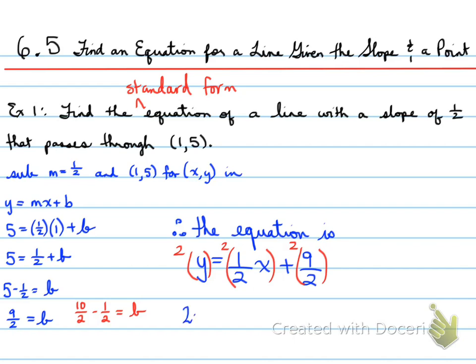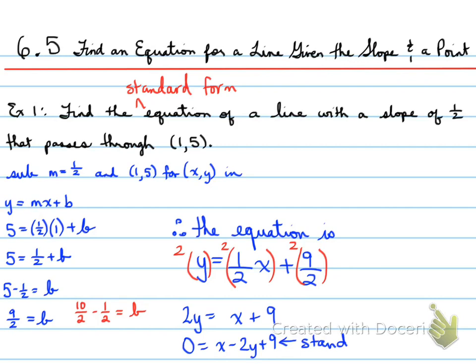We get 2y is equal to x plus 9, because 2 times 1 divided by 2 is 1x, and 1x is just x, plus 2 times 9 divided by 2, so the 2 divided by 2 is gone and we're left with just 9. 2y is equal to x plus 9, and we move everything to the side where x is positive. That will give us x minus 2y plus 9 as our final answer in standard form. So this last part is our equation in standard form.